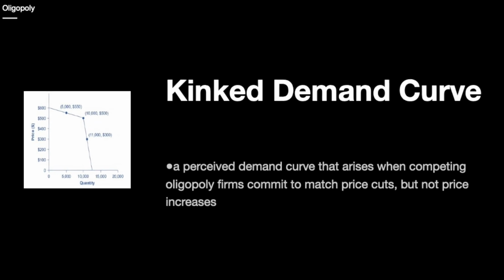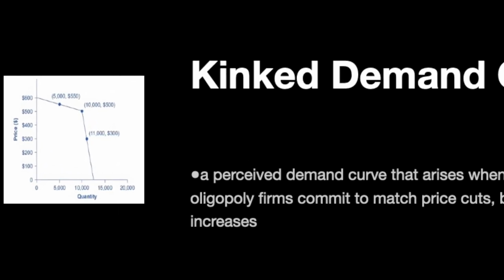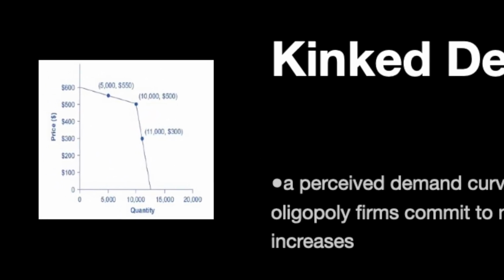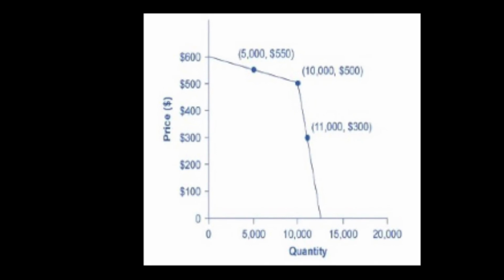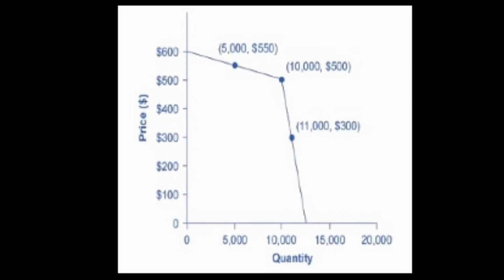A kinked demand curve is a perceived demand curve that arises when competing oligopoly firms commit to match price cuts, but not price increases. A member firm in an oligopoly cartel is supposed to produce at a quantity of 10,000 and sell at a price of 500. The other members of the cartel can encourage this firm to honor its commitments by acting so that the firm faces a kinked demand curve.